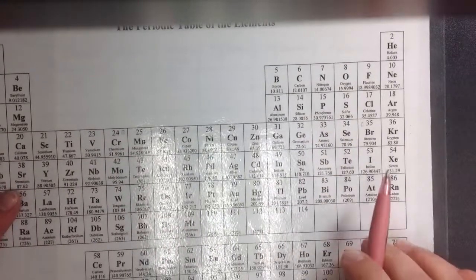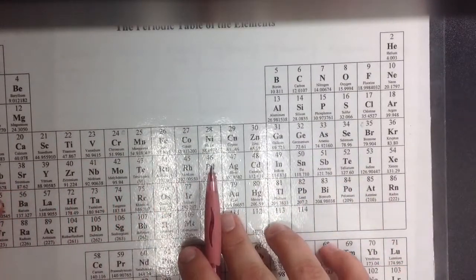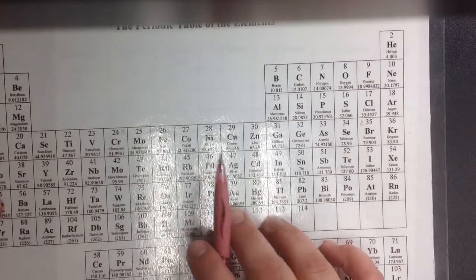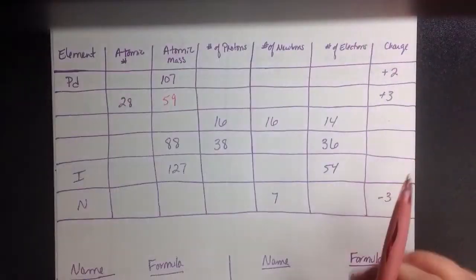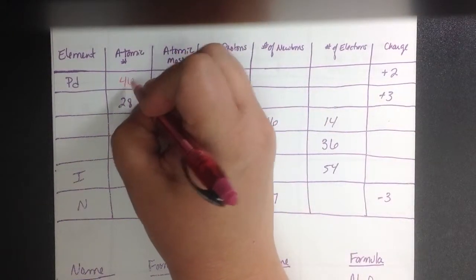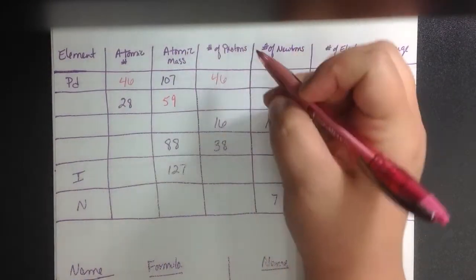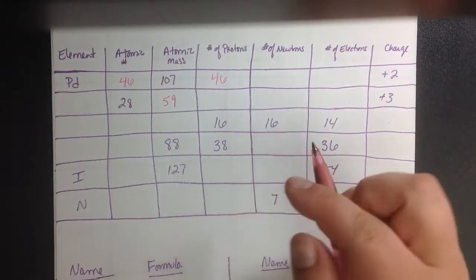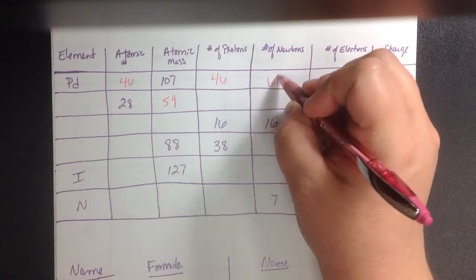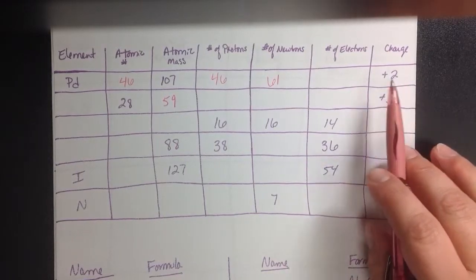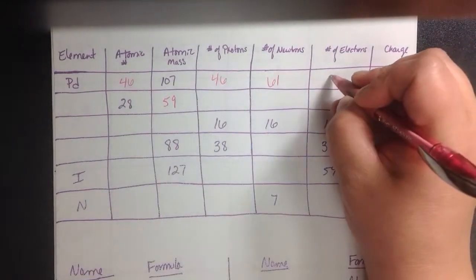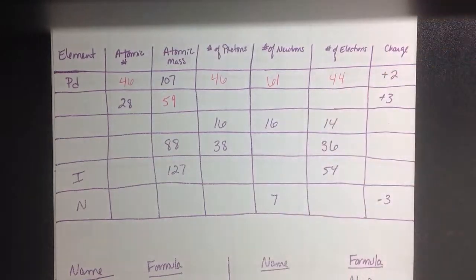Palladium is right here. Atomic number of 46, if you can't see that, sorry, 46 right there. Okay, so 46, that's how many protons you have. 100 minus 46 will give you the number of neutrons, that's 54. Since you have a positive charge, you have fewer electrons than protons, which gives this 44 electrons.